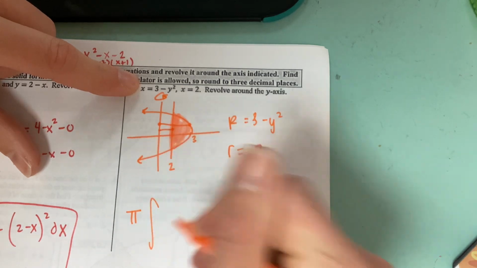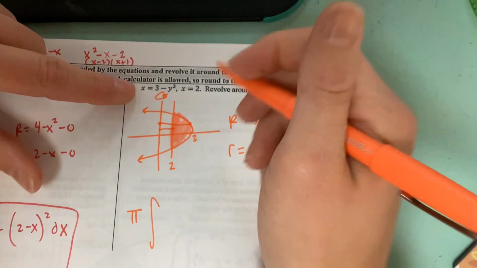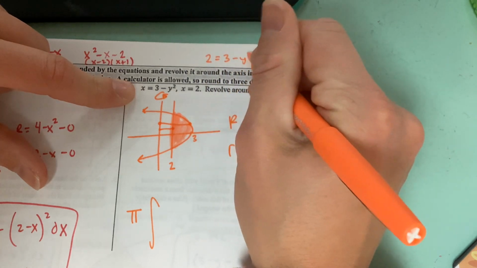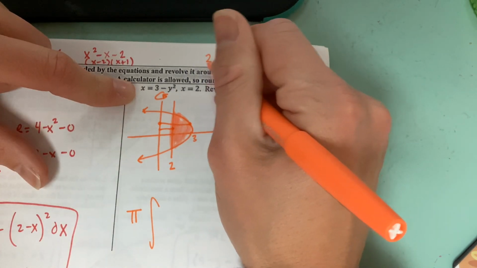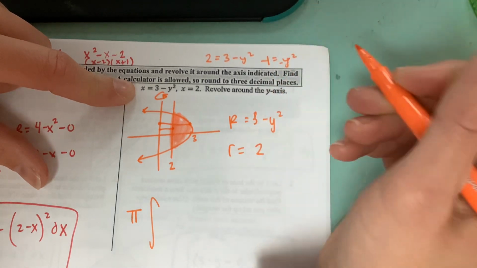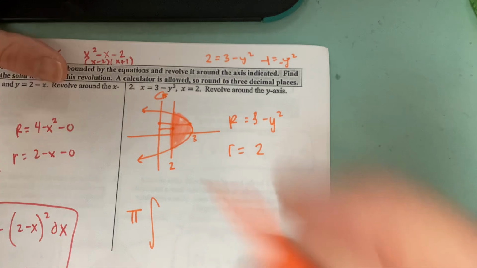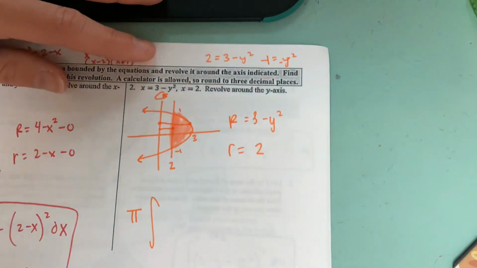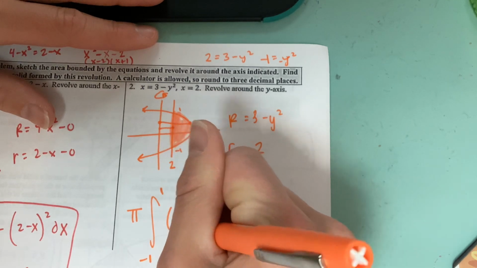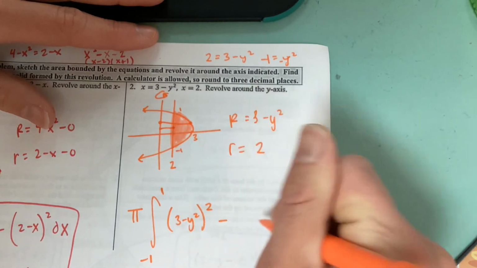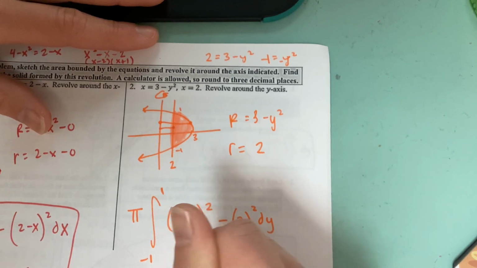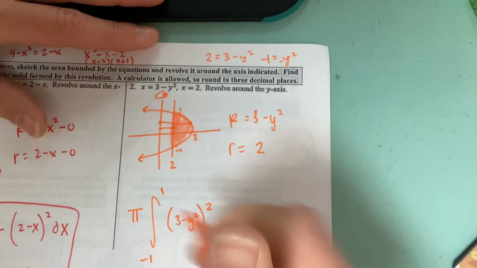So pi, and then my bounds. All right, so I'm going to set these guys equal to each other. 2 equals 3 minus y squared, minus 3, which is going to be negative 1 equals negative y squared. So your bounds are going to be positive 1 and negative 1. So negative 1 to 1. 3 minus y squared minus 2 squared dy, which when you type in is going to give you 20.106.